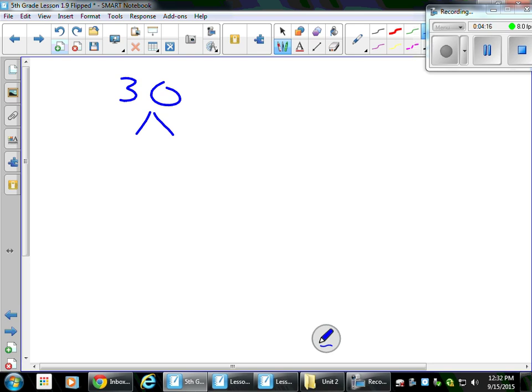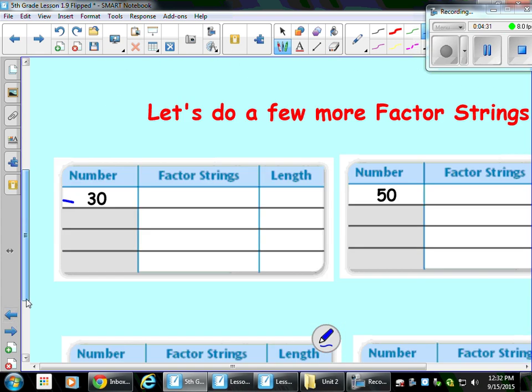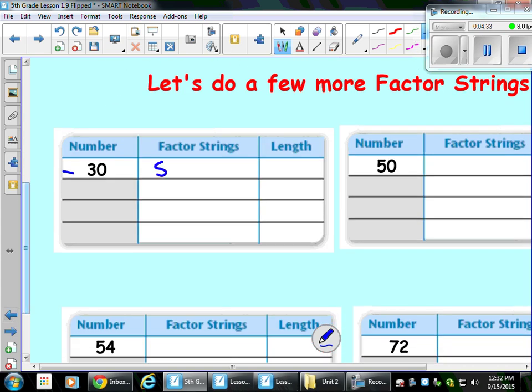Let's break this apart right away. We're going to go 3 times 10, right? 3 is a prime number, so I'm going to circle it. I'm going to go ahead and break 10 apart to be 5 times 2. These are all prime as well. So actually, my first factor string is going to be 2 times 3 times 5. I'll start off small, then get bigger. That's what I want you to do. How long is this? There's 3 numbers. That's where you get the length.